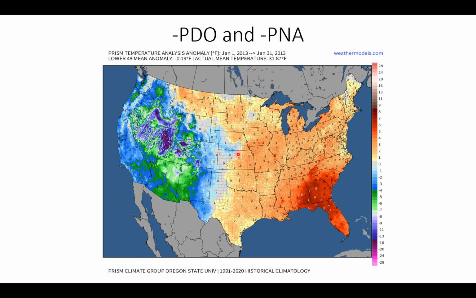East of the Rockies, though, a different story. January 2013, above normal temperatures. So this does make a lot of sense. It checks the boxes. We expect this kind of temperature anomaly setup in the U.S. with these two going on at the same time.